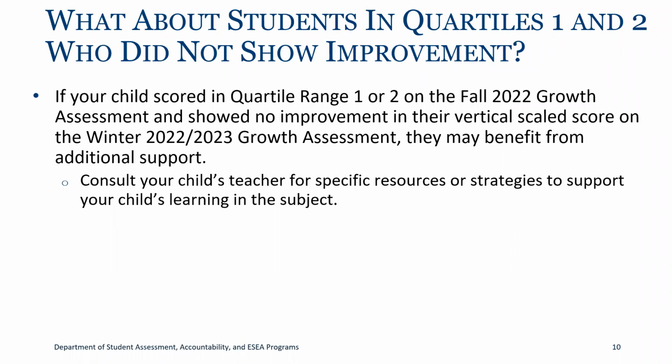If your child had a vertical scaled score in score range 1 or 2 on the fall growth assessment and showed no improvement in their vertical scaled score on the winter growth assessment, they may benefit from additional support. Consult your child's teacher for specific resources or strategies to support your child's learning in the subject.